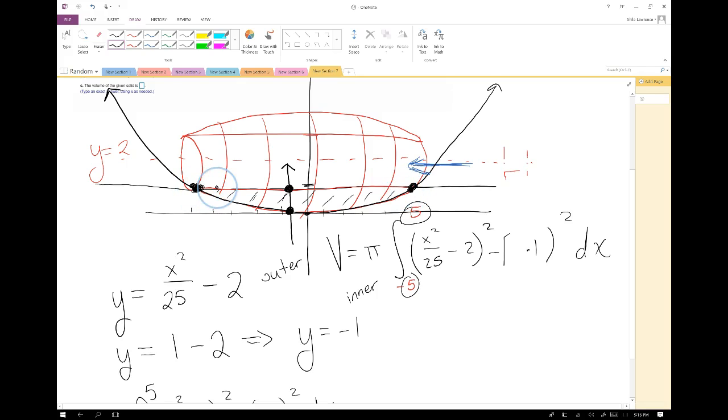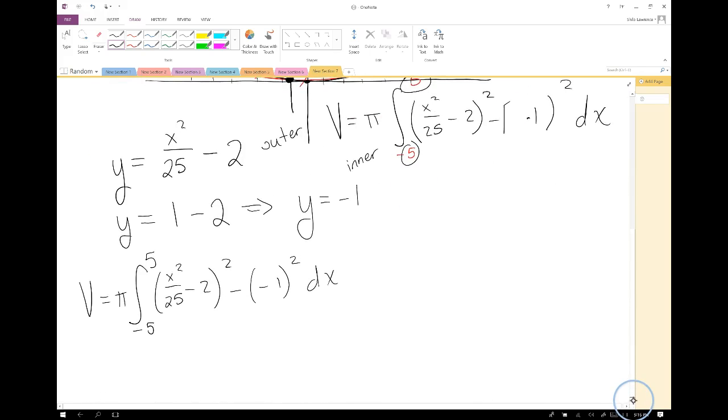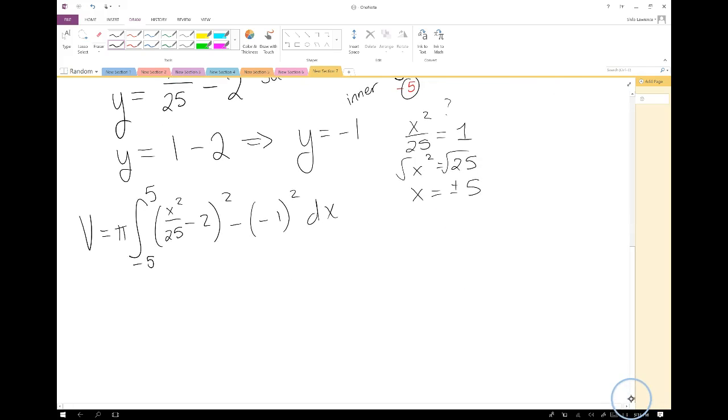You could also get them algebraically. Two graphs intersect when they are equal to each other. So you could ask, where does x squared over 25 equal 1? You multiply the 25 over, and you get x squared equals 25. Then you square root both sides, and you get x equals plus and minus 5. So you could do it graphically, graphing those functions on your calculator to see where they intersect, or you can work this algebraically and get positive and negative 5 that way as well.